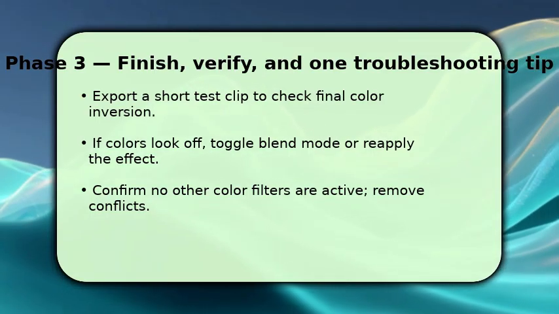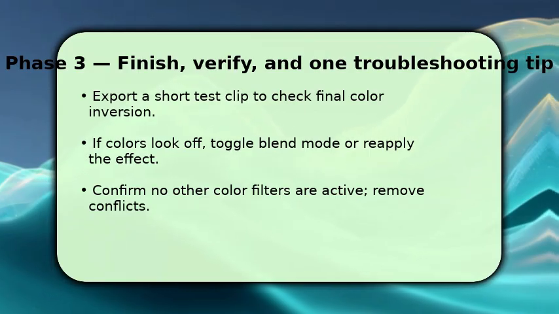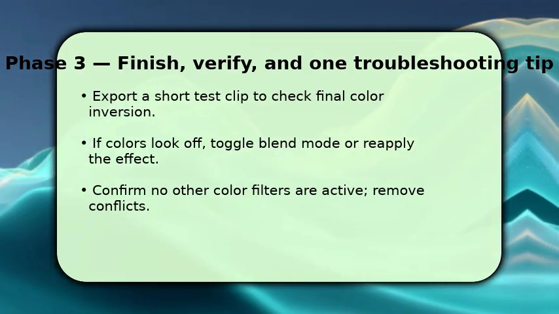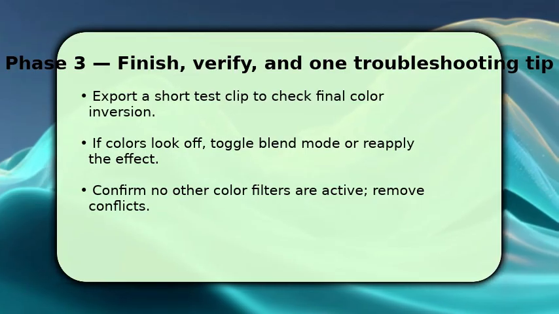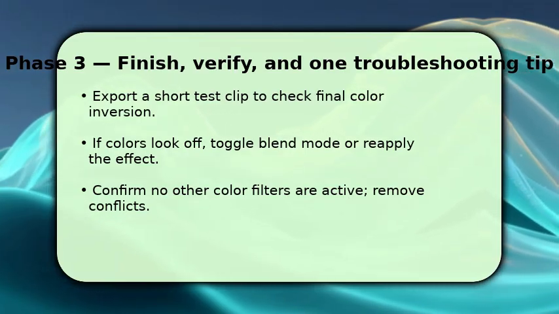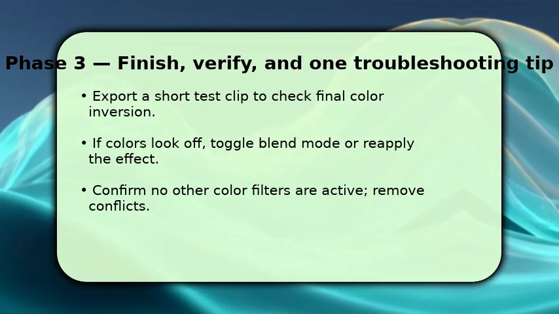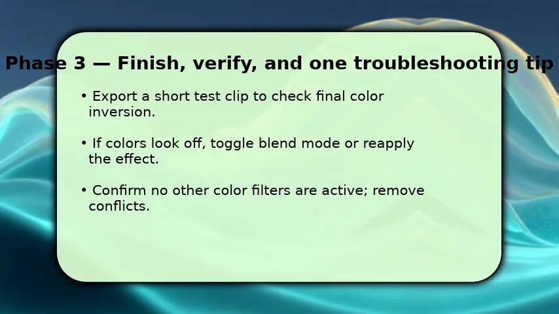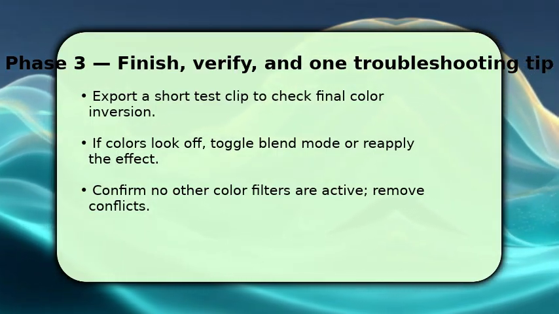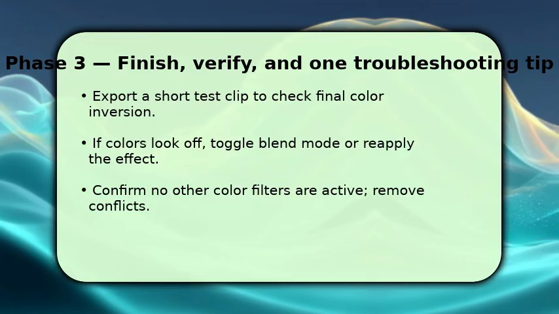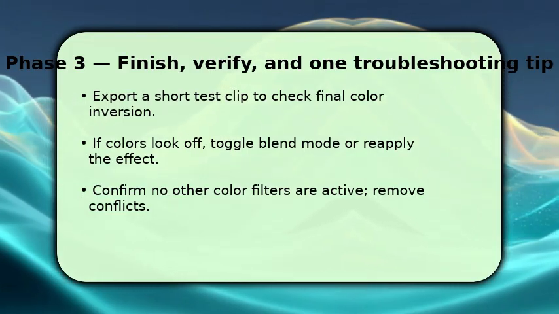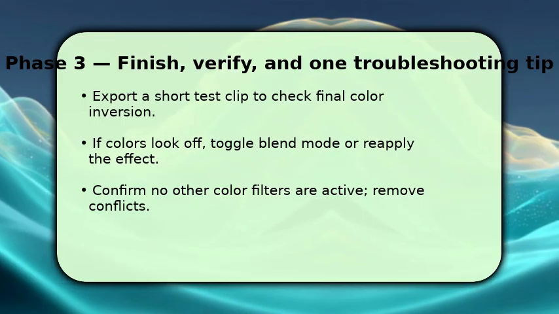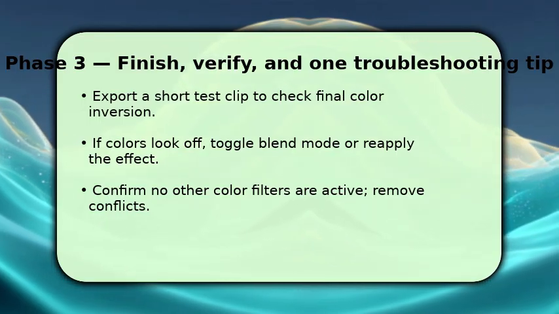If colors shift unexpectedly, check for overlapping filters or blend modes, remove or disable other color adjustments, then reapply Invert. If the effect appears absent, tap the effect on the timeline and confirm its duration and opacity. Sometimes the effect is set to 0% opacity. Finally, if a device render bug occurs, restart CapCut and re-export. That fixes most display issues.